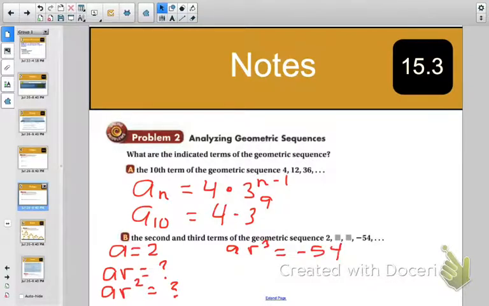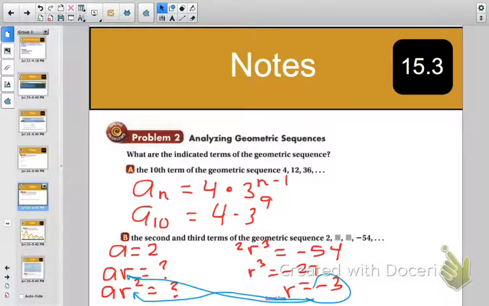And actually we know what a is, so we should put in 2 for that. And then we can solve for r. So we just divide by 2, so we get r cubed equals negative 27. Then cube root that, so we get r equals negative 3. So that tells you your ratio, which means we can plug that into these.